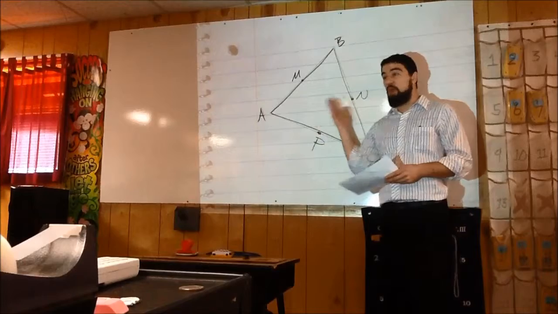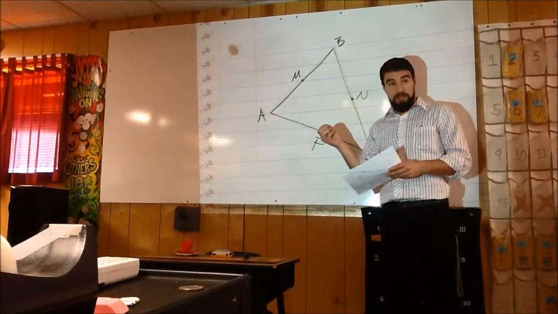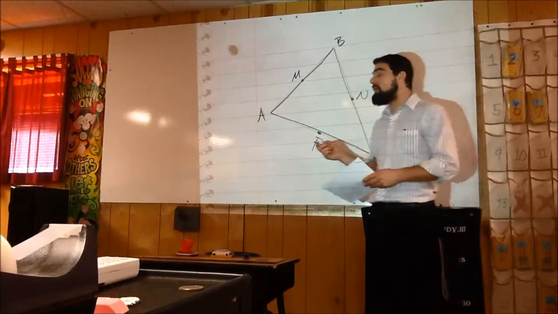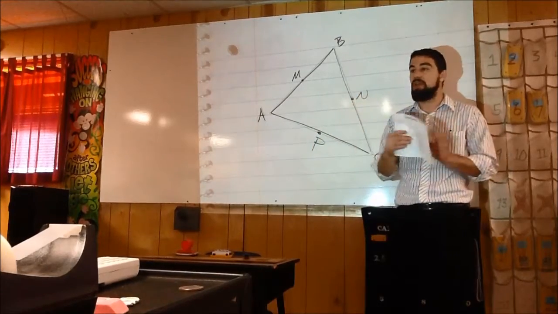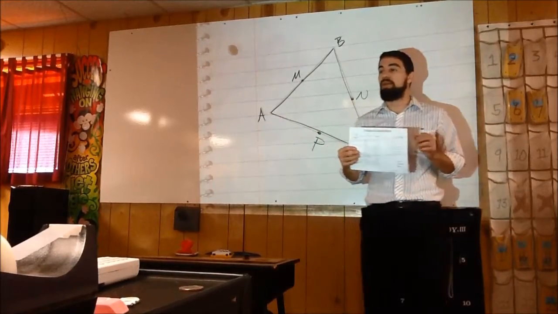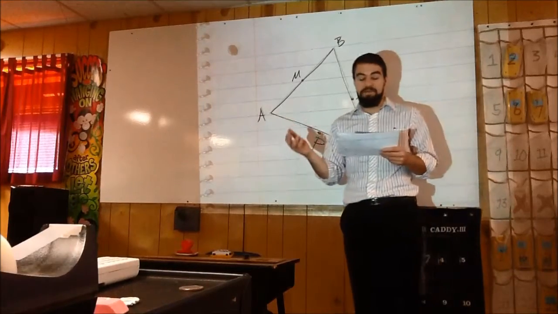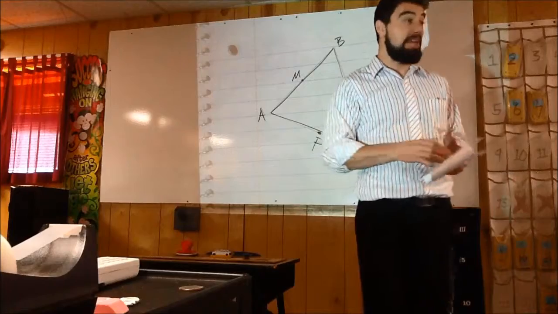The medians, when you draw all three, are concurrent. They should all meet at one point. That one point is called the centroid, and that's what your little chart says, that the point of concurrency is called the centroid. Fun fact, the centroid is actually the center of gravity.